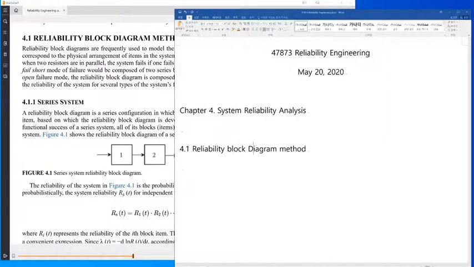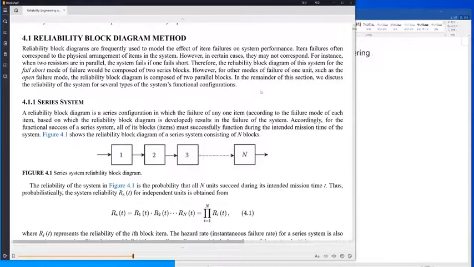Reliability block diagram method. The first case, series system. Figure 4.1 shows us an example of a series system reliability block diagram. We are going to assume that the reliability functions for all these n components are already given, and we would like to calculate the reliability of the whole system.